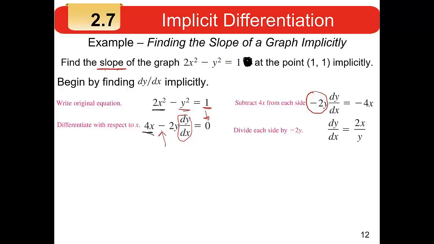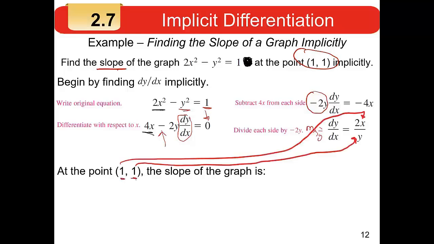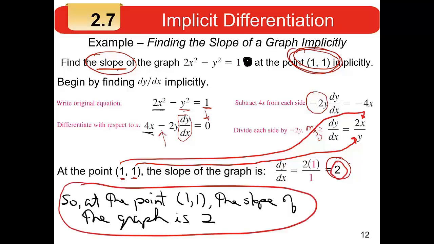The problem says find the slope at a particular point. So although this represents the slope at any general value of x, to find the particular point, we want to know the point, actually I should say x and y. We want to find it at the particular point where x is 1 and y is 1. So all you have to do is plug 1 in for x and 1 in for y, and you'll end up with 2. So the slope at the point 1, minus 1 is 2. Very straightforward if you understand what you're being asked to do.